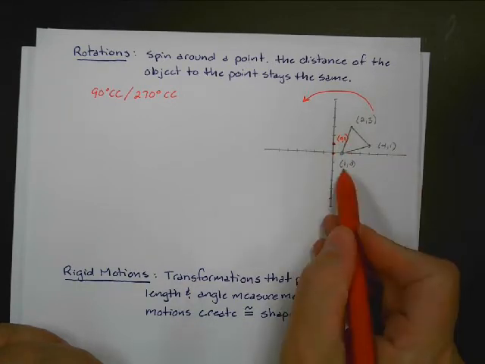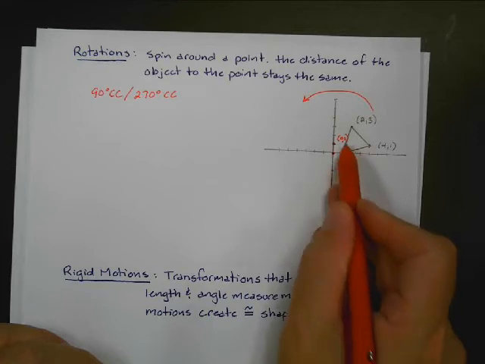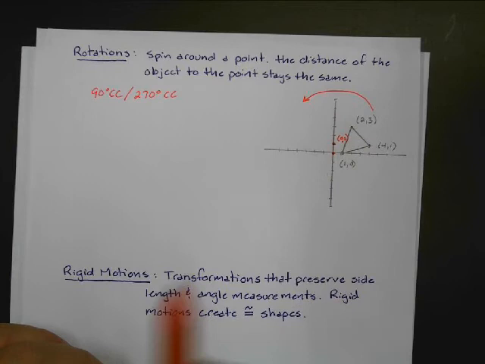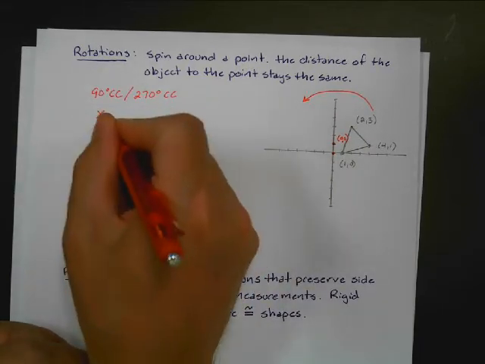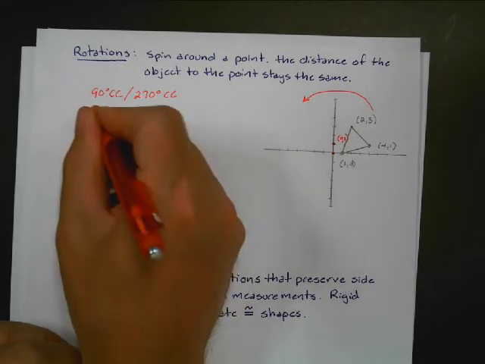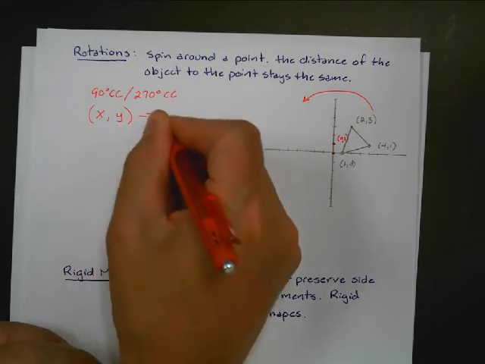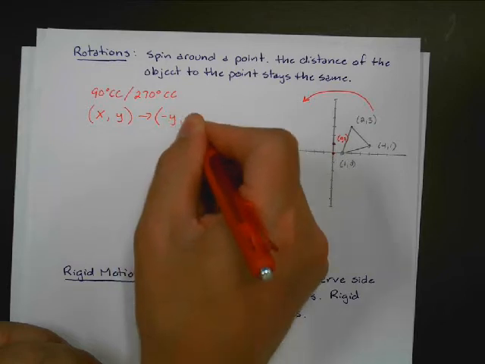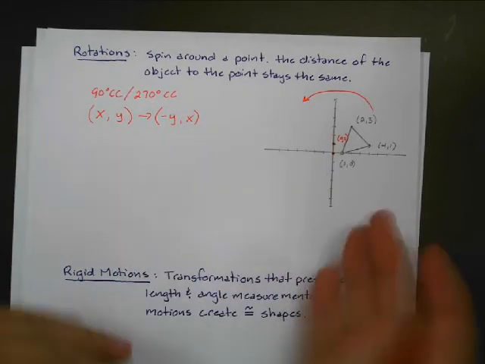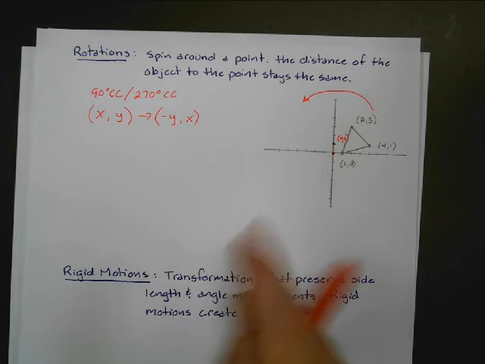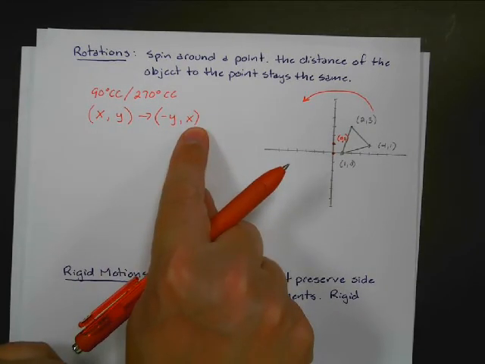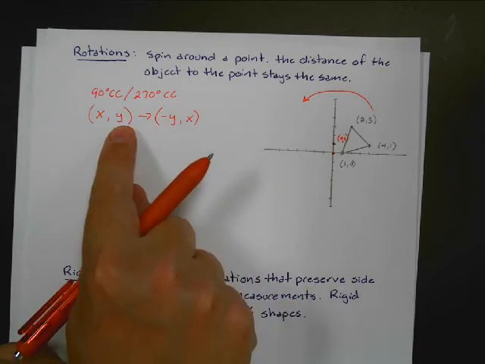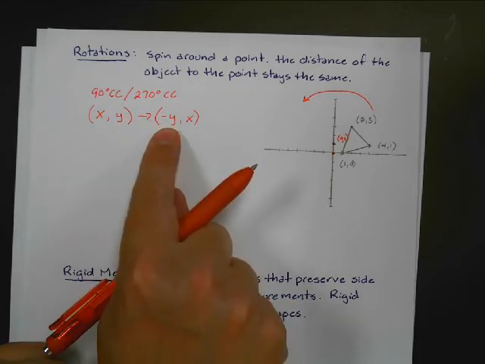Now look what happened. The x moved to the y place and the y moved to the x place. There's something a little bit more happening than that, but let's see. So our notation is x comma y becomes negative y comma x. So basically when we turn it, whatever is in the x is going to turn into the y position, and anything in the y position is going to change its sign and go into the x position.